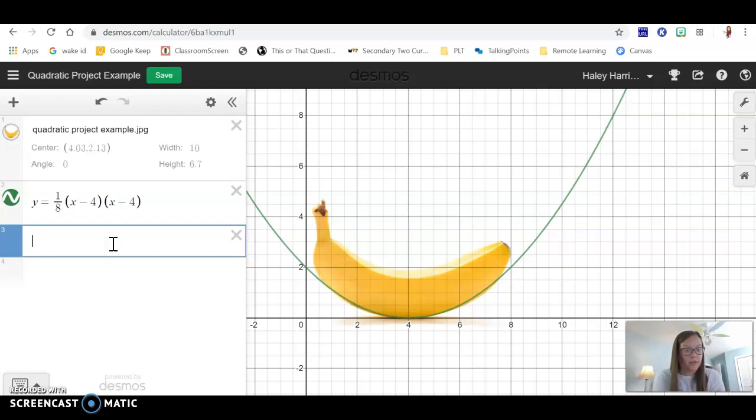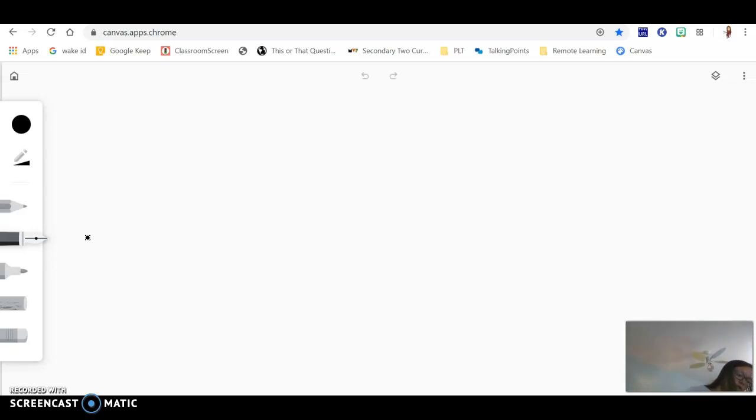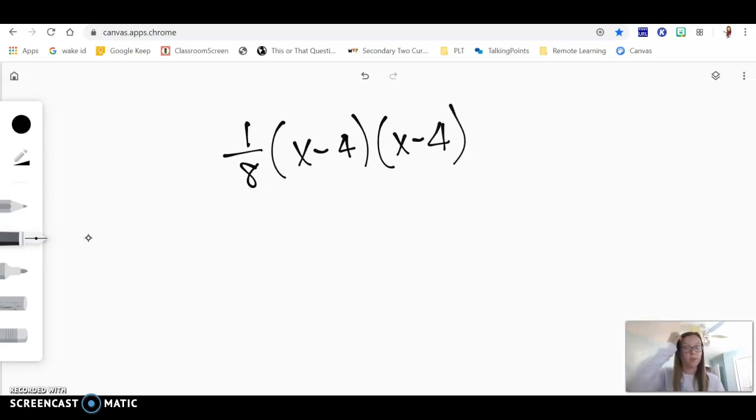That is in factored form, and I think that we're looking for the standard form of the equation. So we need to do a couple of things, and one of those things is we need to turn this into standard form. So I have the equation. Let me find my pen. 1/8 times x minus 4 times x minus 4. And I want to turn this into standard form. So I'm going to use the FOIL method.